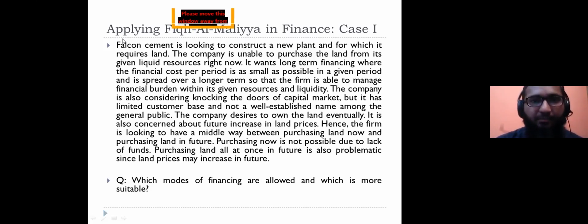So the company wants long-term financing, and the reason is that it wants to spread its financing cost over a longer period so that its burden of finance cost is not too high every period, so that the firm is able to manage the financial burden with its given resources and liquidity.